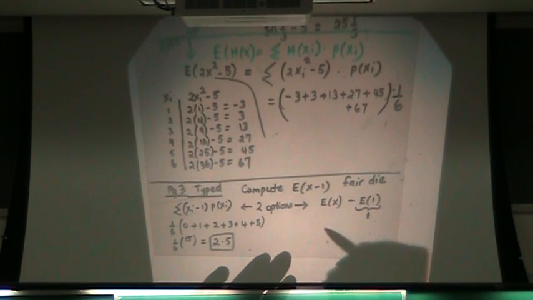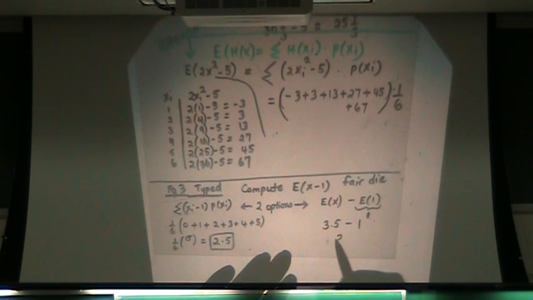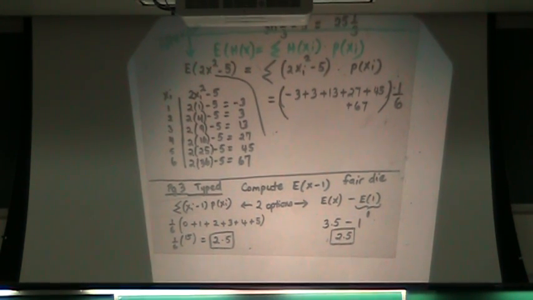Or I could have found E of X, which of course is 3.5, minus E of 1, which was 1, giving 2.5. Same answer. You can do it however you want. That's up to you.